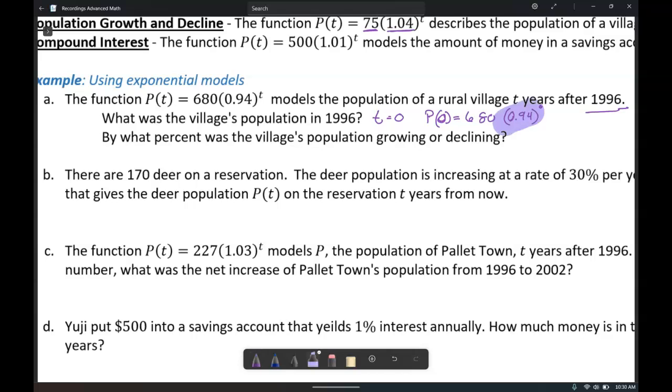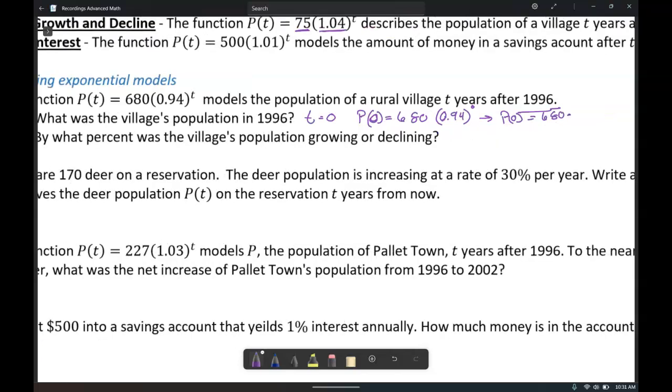If we take anything and raise it to the 0 power, it always equals 1. And so once we do that, we see that p of 0 equals 680 times 1, which is just 680. So we know that the initial population was the a value, 680 people.